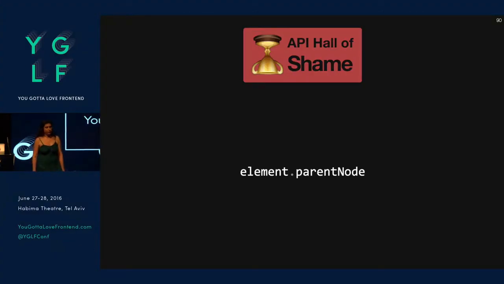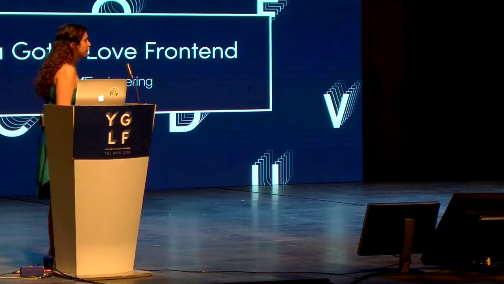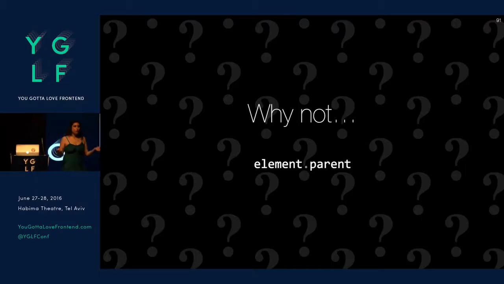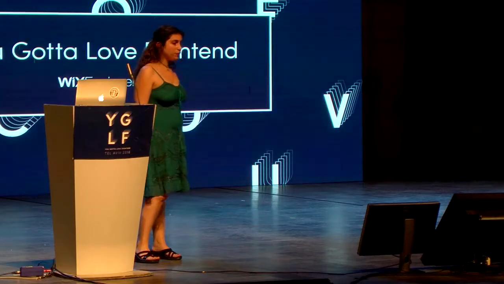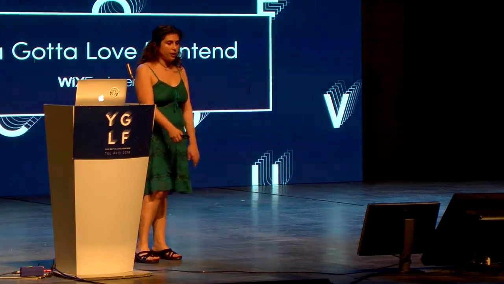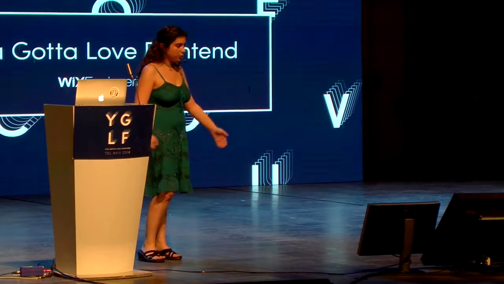For example, parent node. Why is it parent node? We're so used to it that we don't question it anymore, but why is it parent node? Why is it not just element.parent? This always baffled me. And predictably enough, jQuery did do jQuery object.parent, exactly because that's what makes sense.